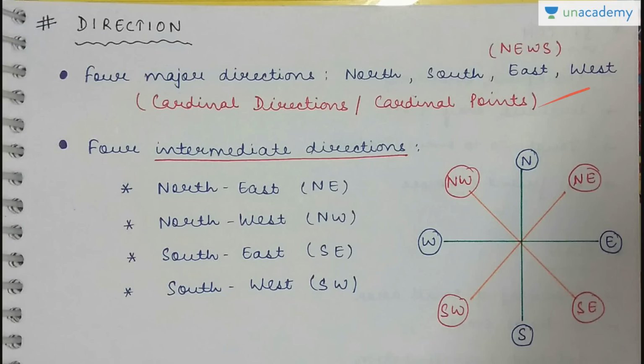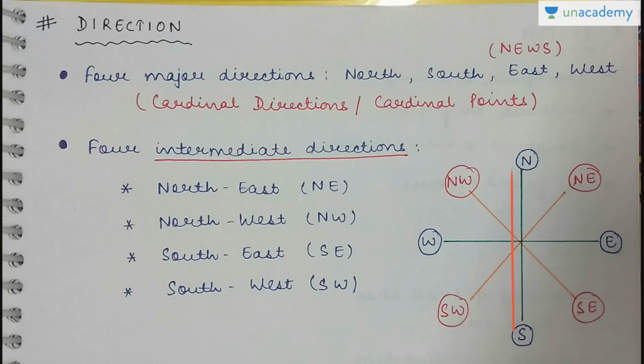And these are also known as cardinal directions or cardinal points, because they are the main or major directions. Then there are 4 intermediate directions, which are northeast, northwest, southeast and southwest. So they are written like this. They cannot be written in reverse order like east north or west north. You cannot just change the name on your wish. They have to be written or read like this: northeast, northwest, southeast and southwest.